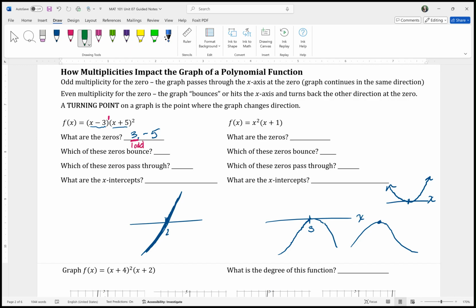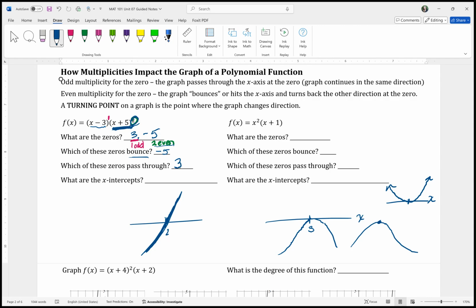Let's look at the negative 5. Its multiplicity is 2. That's even. Okay, so now let's compare which is which. What's happening here based off of that? We know that it is going to bounce if the multiplicity is even. And so we know that our 0 is negative 5. That multiplicity is 2. That is even. So it is bouncing at negative 5. And then which of these zeros passes through? We've got a 0 of 3 that has an odd multiplicity of 1. That's going to pass through. So the 0 at 3 is going to pass through.